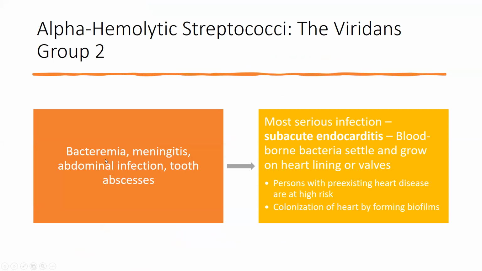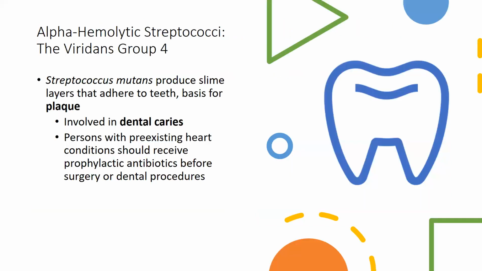So the viridans group, again, if it does cause an infection, it can cause things like bacteremia, meningitis, an abdominal infection, or even an abscess. But the most serious infection, and the only one I care that you associate, is subacute endocarditis. You get this bloodborne, it settles on heart lining or valves, specifically in people who have pre-existing heart disease or are at high risk. It is really good at forming biofilms. So that is why it can be hard to detect and it can be really damaging to the valves. So where I said Staph aureus, you're going to know for acute endocarditis, strep viridans, you're going to know for subacute endocarditis, and subacute endocarditis is the kind that's also associated with damaged valves or some type of heart condition. Okay. All right. I already said it can create slime. It can create a biofilm.